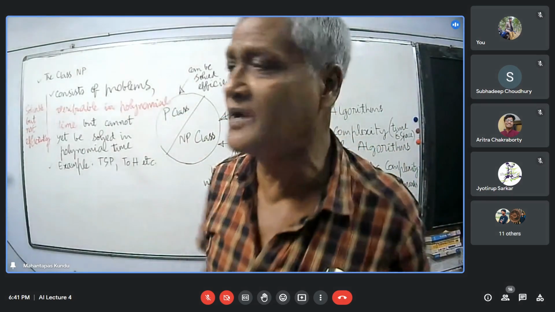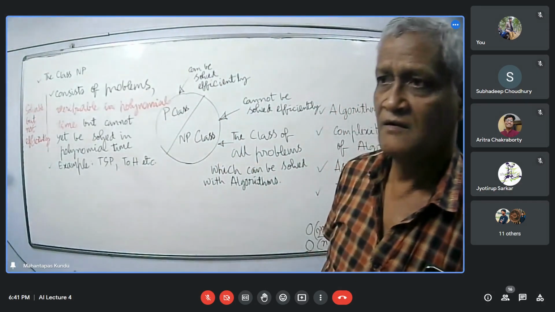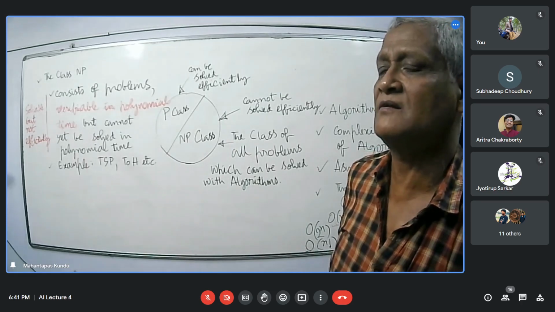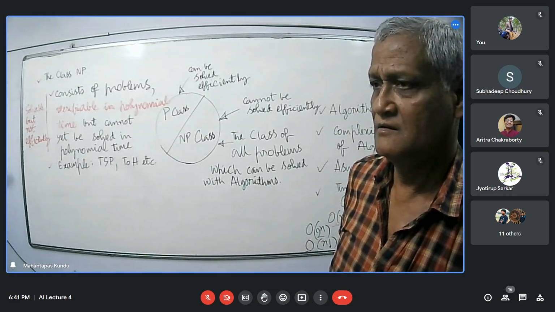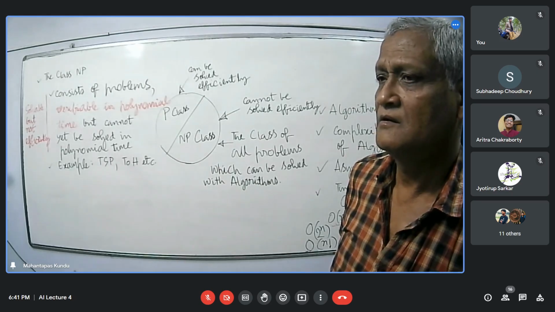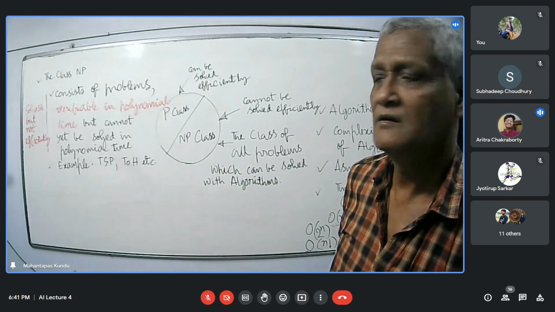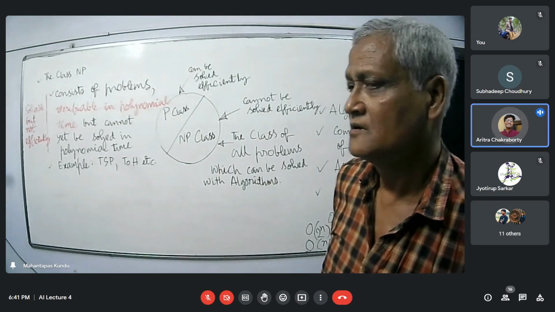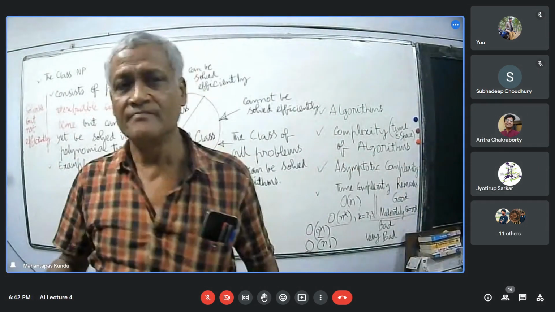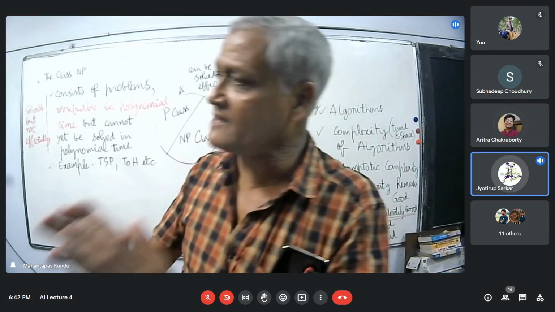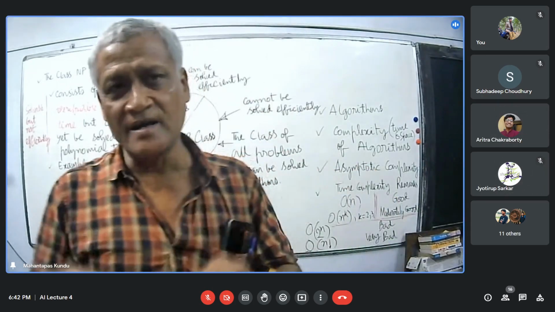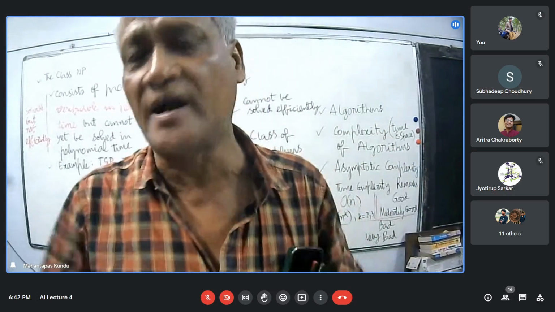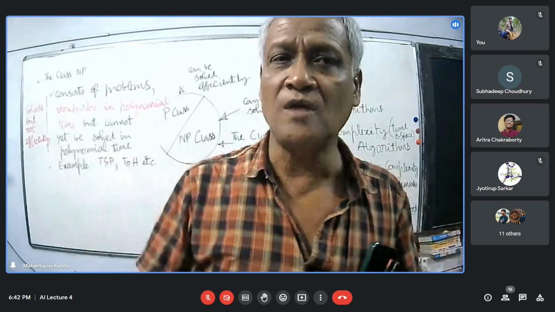A problem is verifiable. Do you know what is the difference between solvable and verifiable? A problem is solvable means that for that problem, you have an algorithm, and by providing an input to that algorithm, you will eventually get a solution to that problem. That is called solvable.